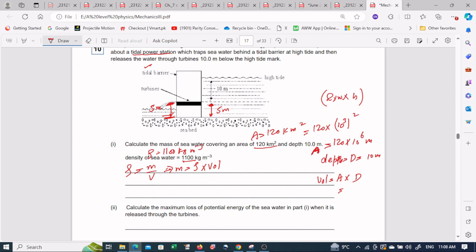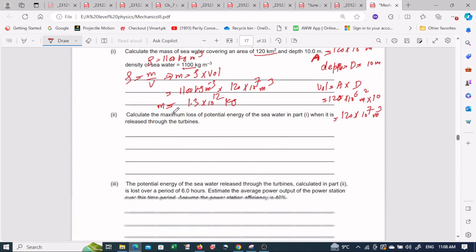So we multiply 120 times 10 to the power 6 square meters by the depth of 10 meters, and we get 120 times 10 to the power 7 cubic meters. Then the density, 1100 kilograms per cubic meter, multiplied by the volume, 120 times 10 to the power 7 cubic meters. Solving this, we get 1.3 times 10 to the power 12 kilograms as the mass. Now we move forward.